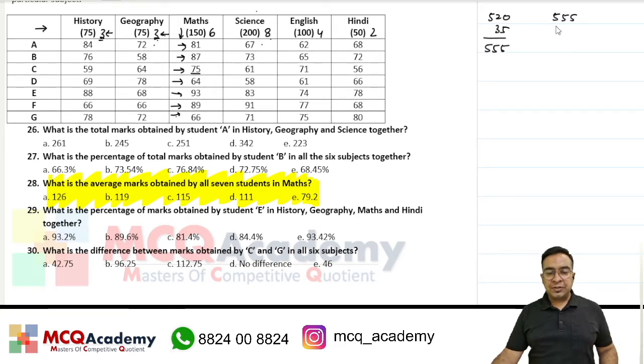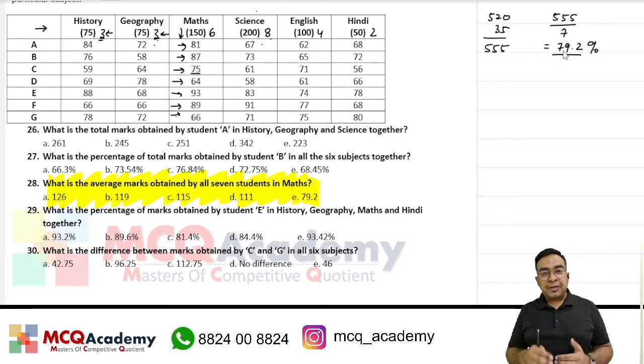The number of students that we have got is equal to 7. Dividing this, we get 7 sevens are 49, 7 nines are 63, and 7 twos are 14. This is the average percentage that the students have scored in the subject of maths. But the question is asking about the average marks. तो कैसे average marks calculate किए जाएंगे?